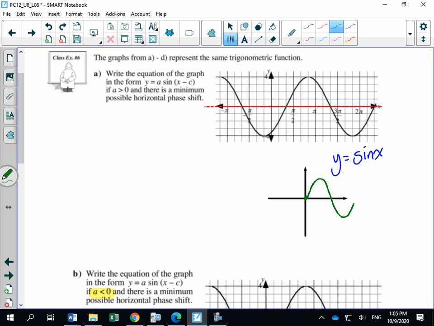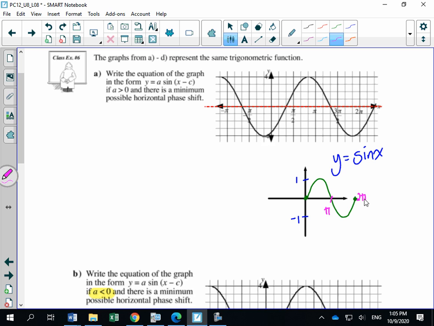This is what the graph of y is equal to the sine of x would look like. There are a few key things about this graph. The maximum is 1. The minimum is -1. The intercepts: this would be pi, this would be 2 pi. So one complete period in a sine graph is 2 pi.